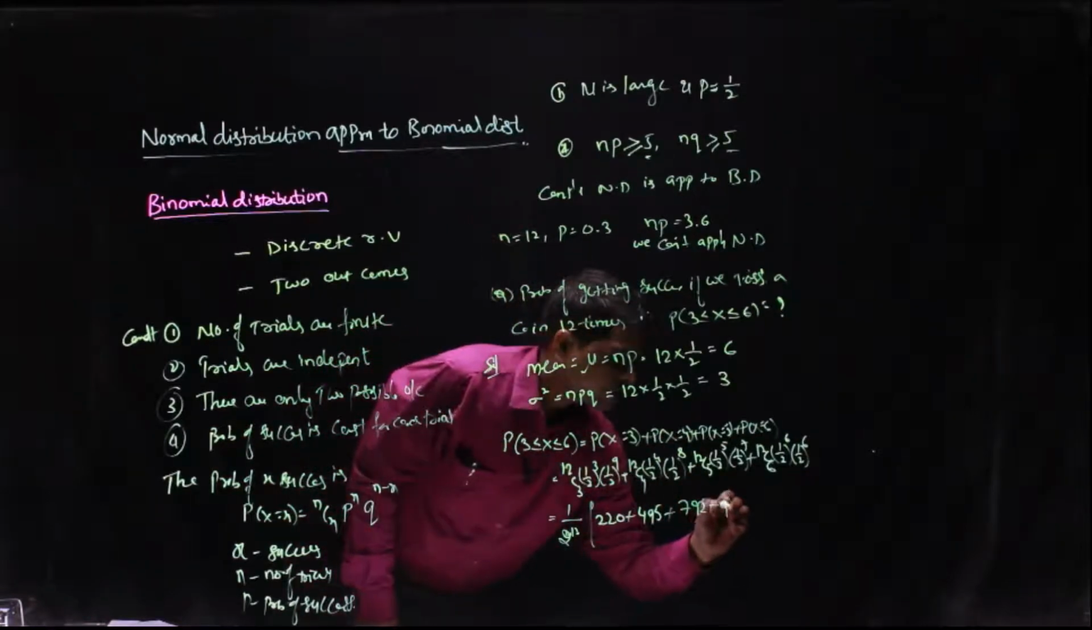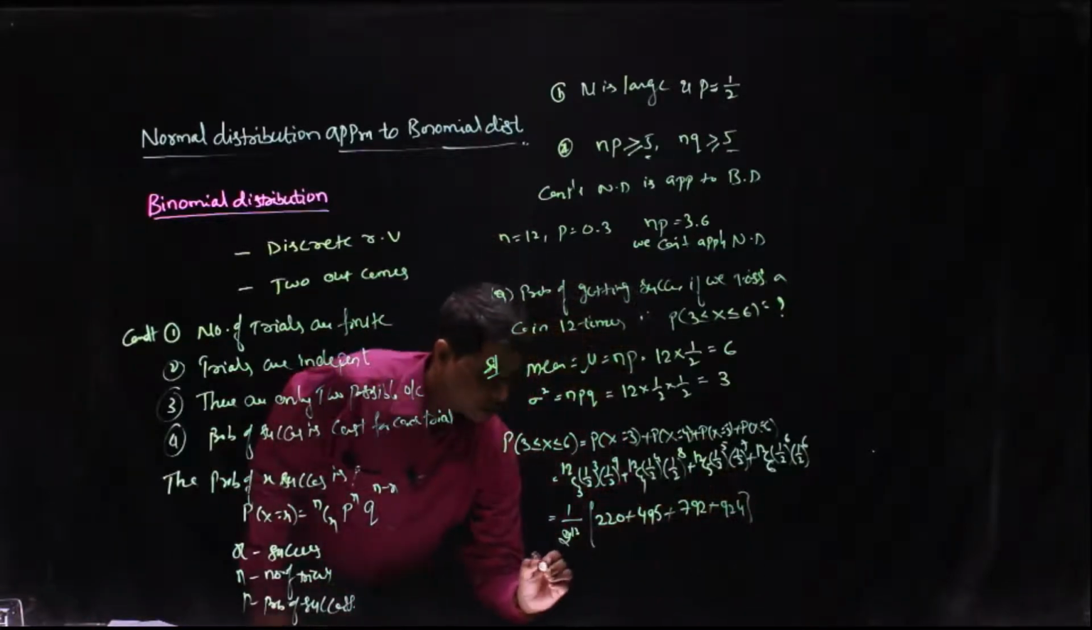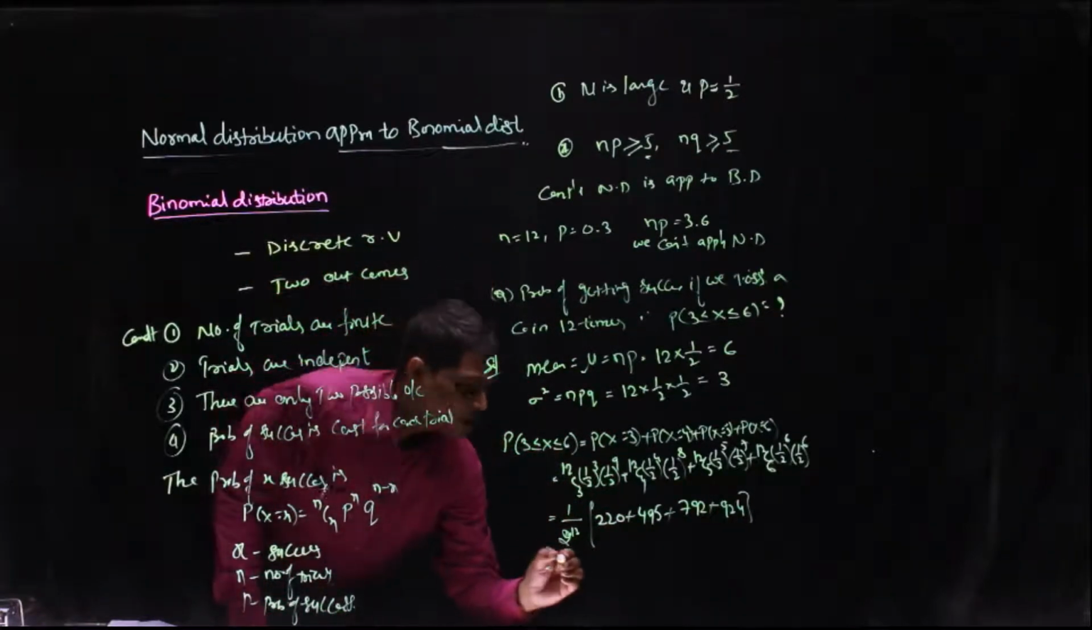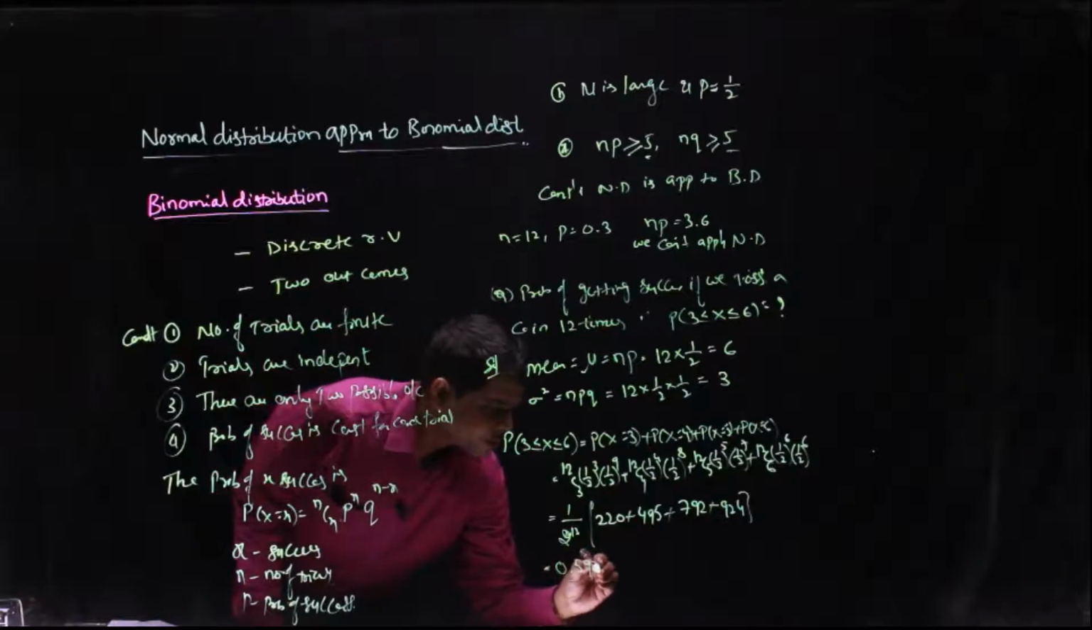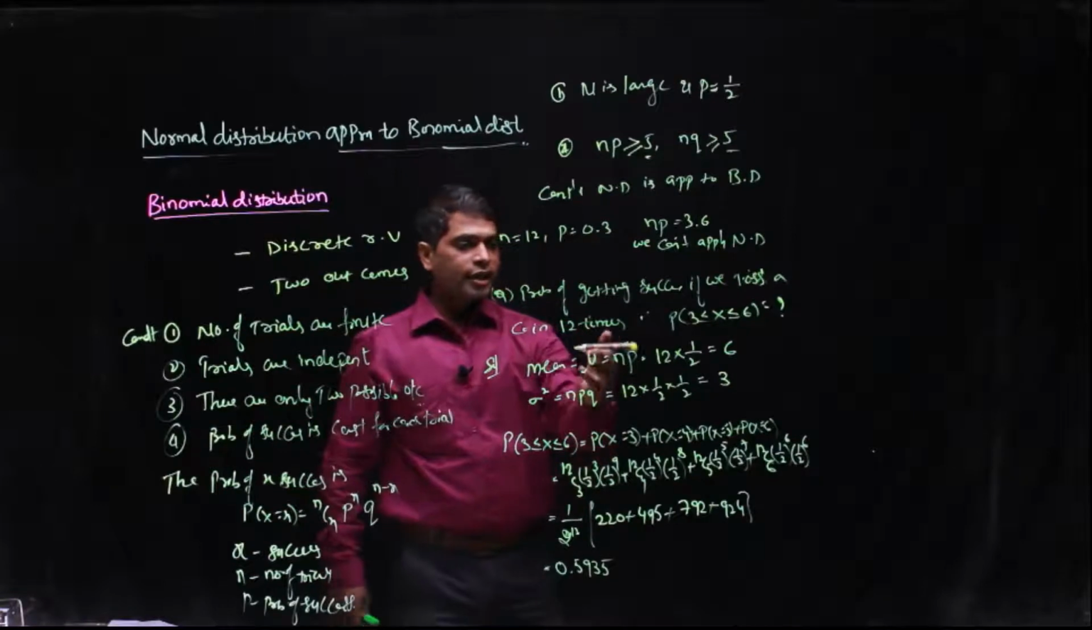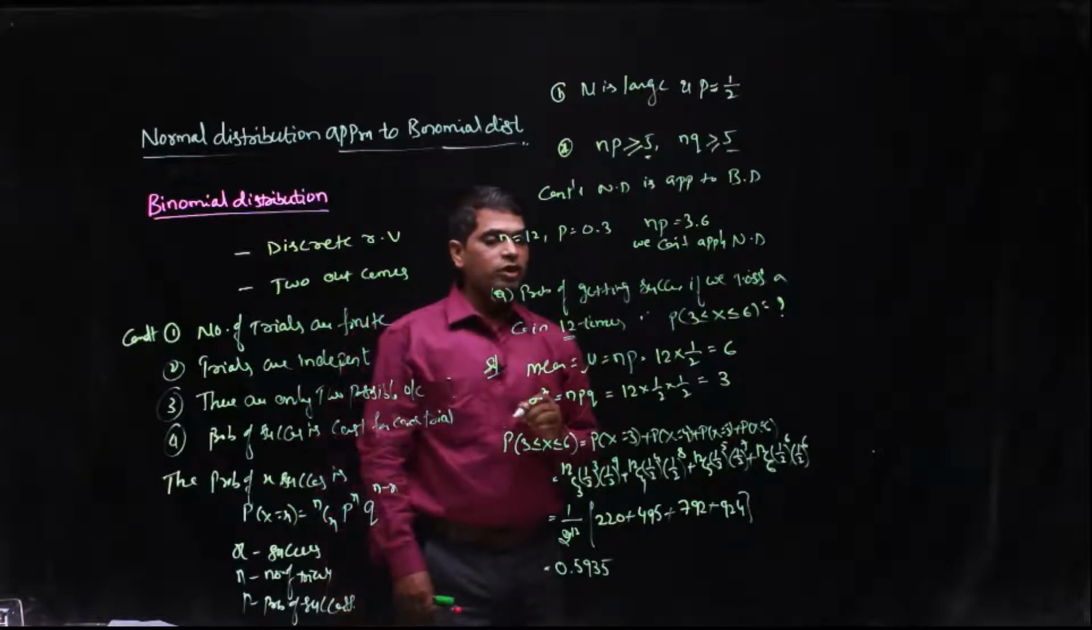12C6 is 920. This is a very large value we are getting. If you simplify this, we will get the approximate value of 0.5935. Here we have taken 12 trials, that is, we are tossing the coin only 12 times.